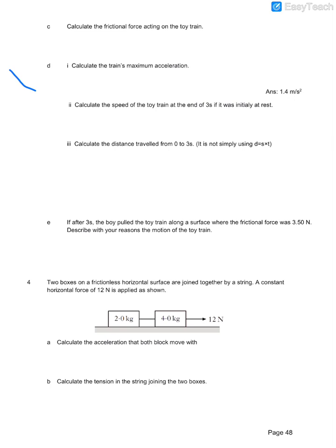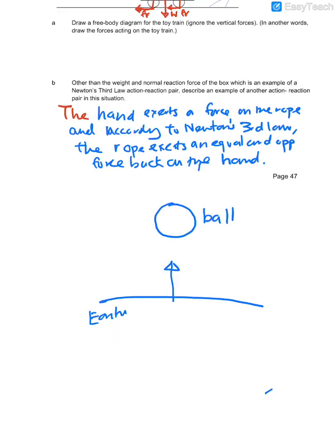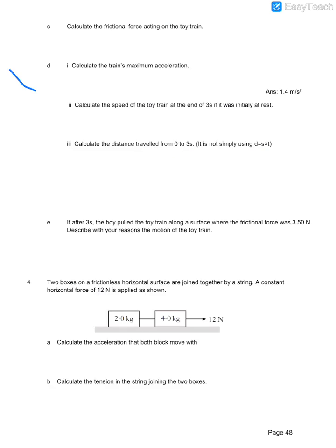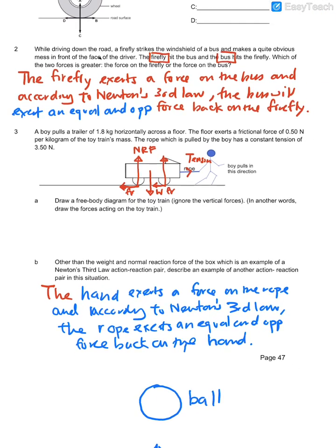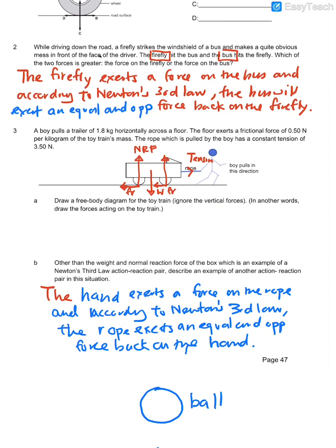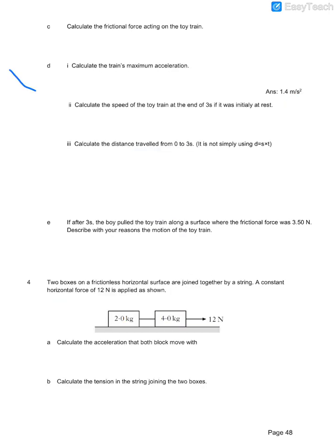Okay, so they're asking you for frictional force. So you read the question. They already told you the frictional force is given over here as 0.5 newton per kilogram of the mass of the train. So all you have to do is, well, you don't actually need to write the two lines. So it's just 0.5 times 1.8. That is 0.9 newtons. So that's your frictional force.